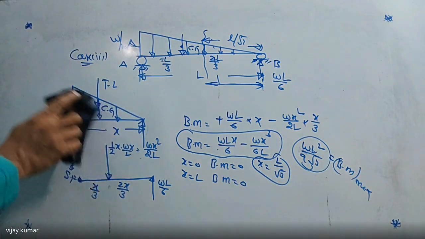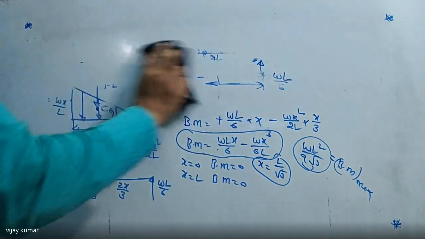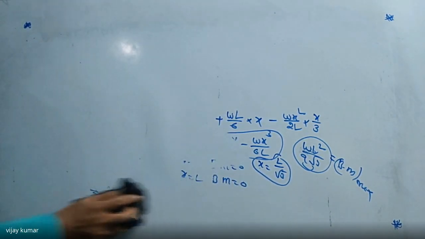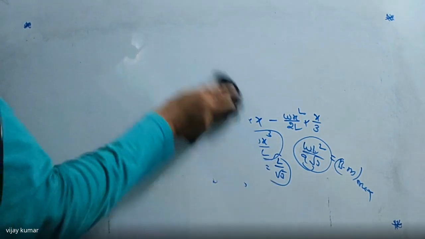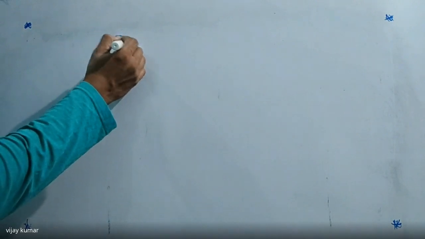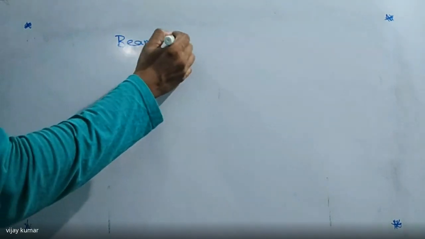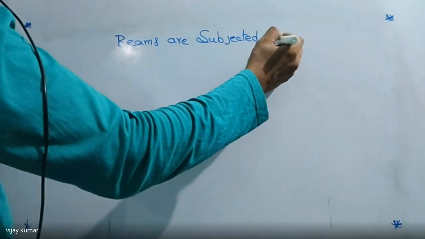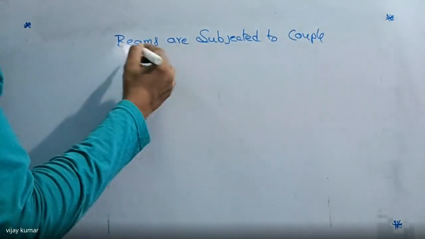Right. So these are the simply supported beams which are subject to point load, UDL and UVL. Now I'm going to give you an explanation about when these beams are subjected to couple. Listen carefully. That is very, very important from the GATE point of view. After that, I'll give the explanation about the overhang beams also. Okay. Right. So here I'm going to put the heading: beams are subjected to couple.